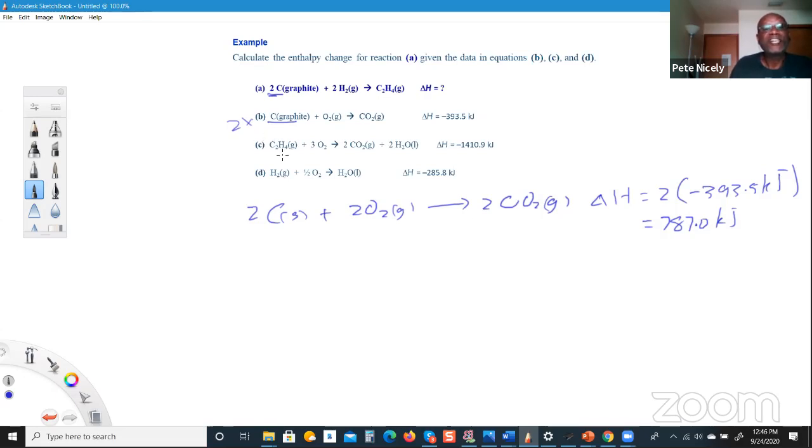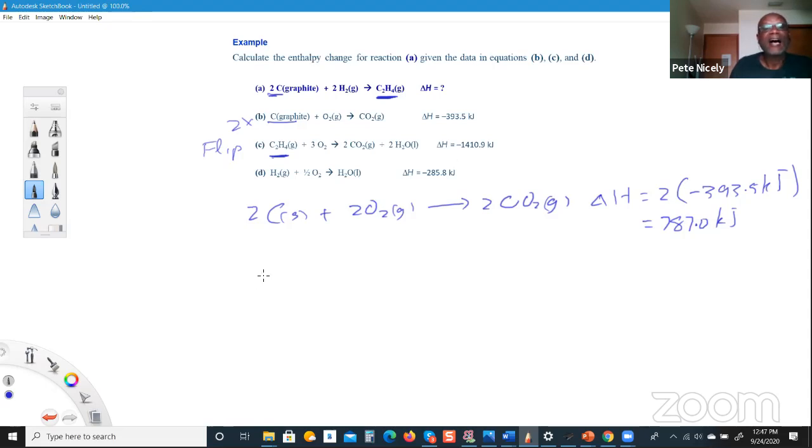Then for this equation here, when you compare this equation to the first one, you'll notice that you have C2H4 here on the left, whereas here you have C2H4 on the right. So what I would do to this equation is that I would flip it, right? To get the C2H4 on the right. And when you do that, the sign of the enthalpy changes from negative to positive.